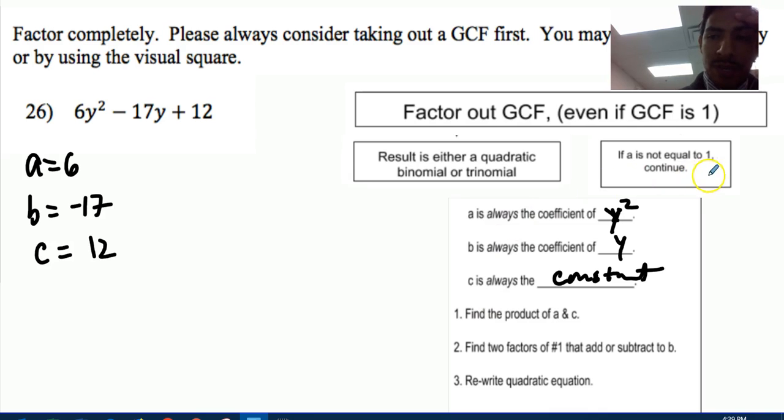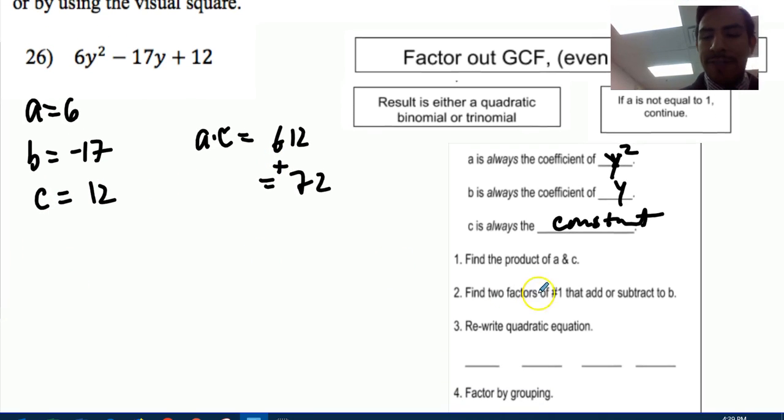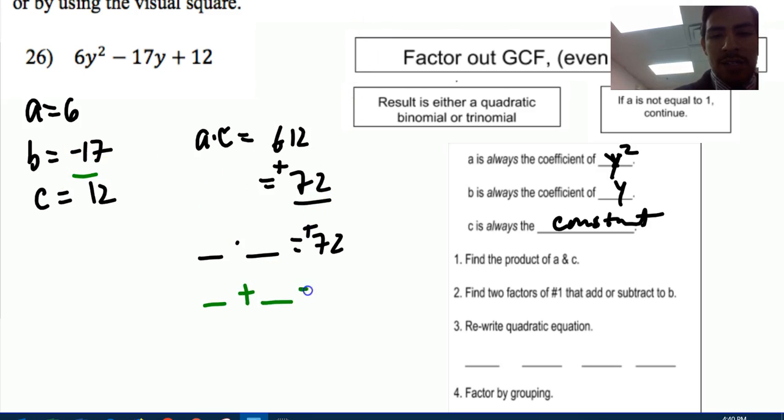So, when A is not equal to 1, and A is not 1 here, I need to follow these steps. And the first step says to find the product of A and C. So I need to multiply A times C, which is 6 times 12, which is positive 72. And then what I need to do next is find two factors of 72 that add or subtract to negative 17. So I need two numbers that multiply to positive 72, but that also add to get to negative 17.